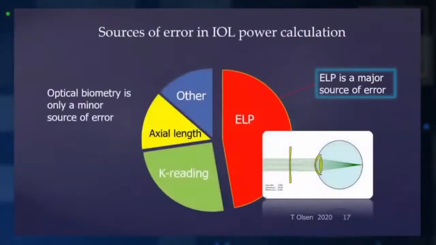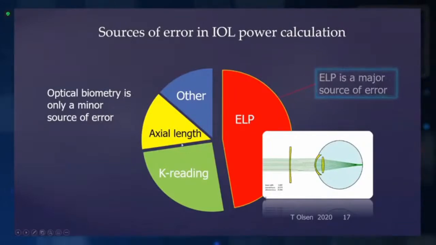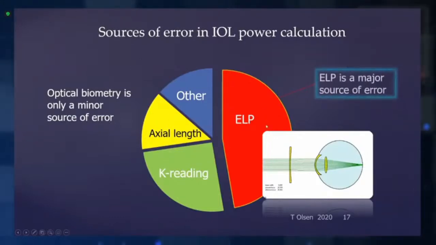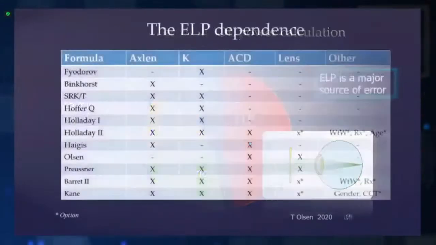The next issue is the IOL position, the ELP. And as you know, the optical biometry is getting so accurate today. So the source of error from the optical biometry is almost nothing. What remains is actually the ELP, which is the main source of error besides the K reading.